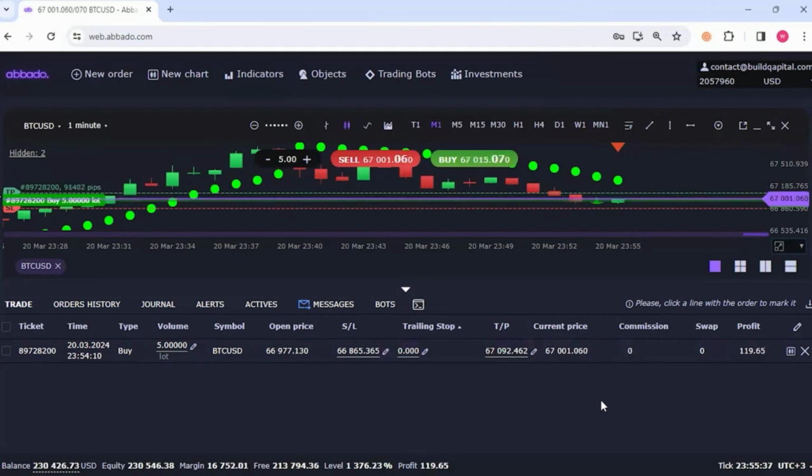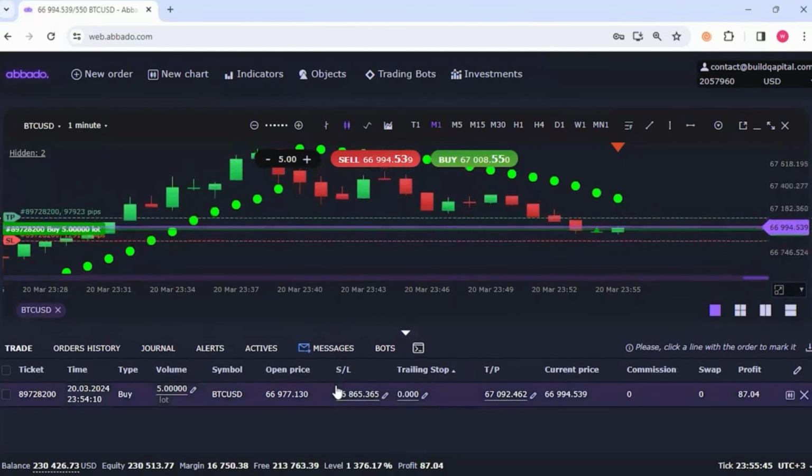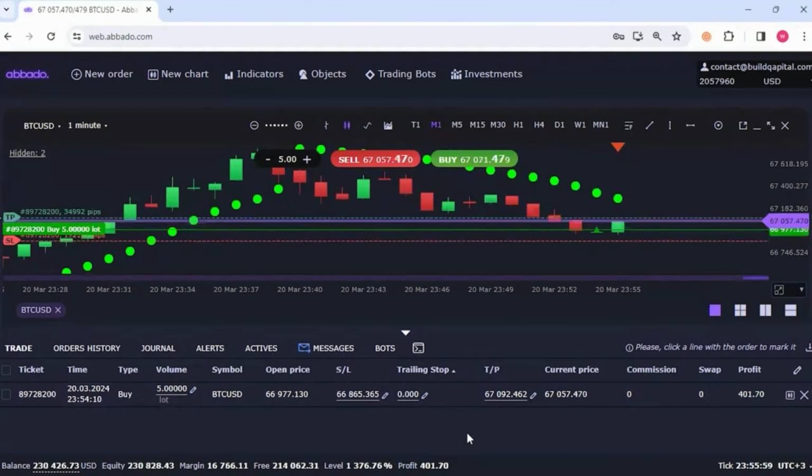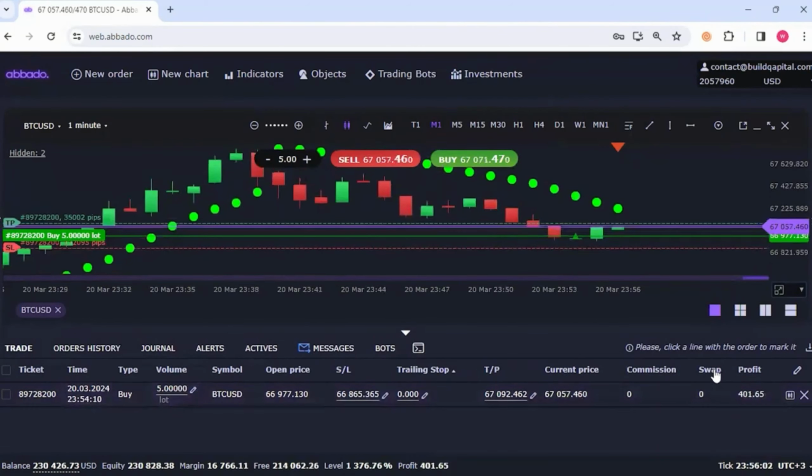We do use multiple confirmations, but at the end of the day, it really is just all about using the range bars and then a low fee trading platform like Abato that has zero commissions, zero swaps, so there's no overnight holding fees, and they have very low spread. So remember, get your account set up right away. Don't waste time, because there's money to be made in the markets every single day.